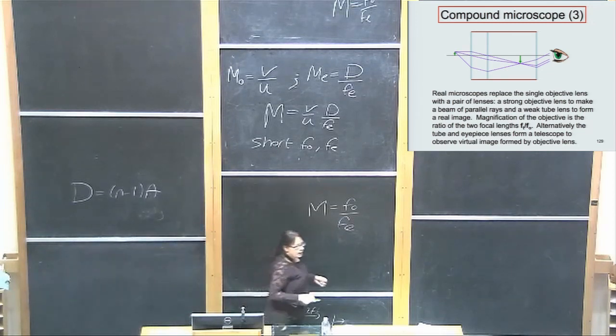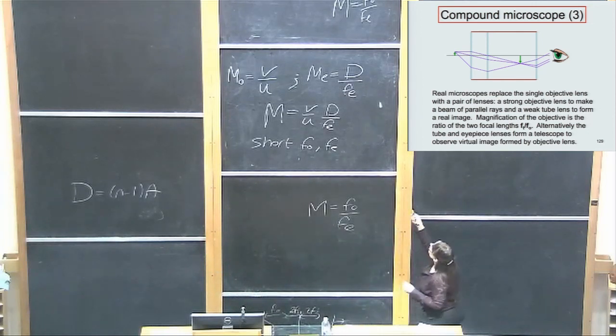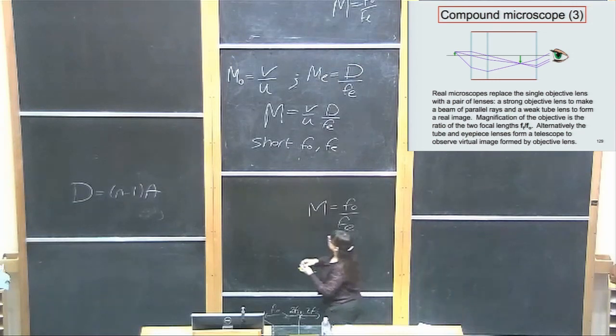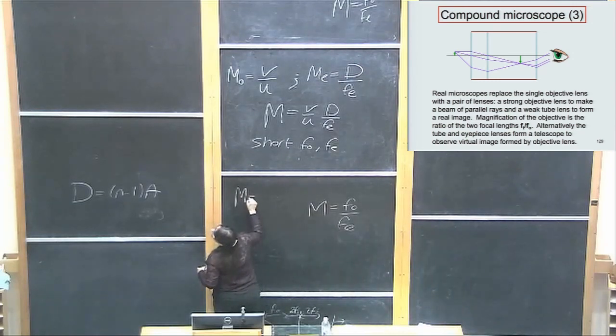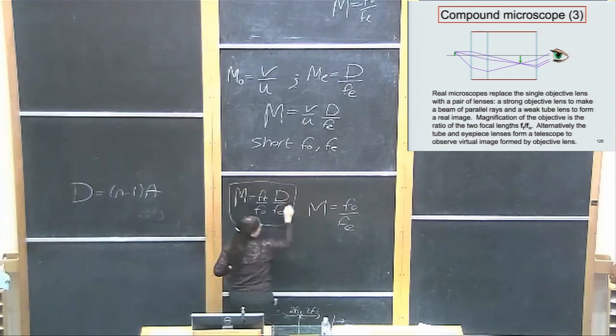So that's your first stage of magnification, and then you get the usual magnifying glass type stage of magnification as well. So the whole magnification is given by something like this, D over FE in this real practical case.